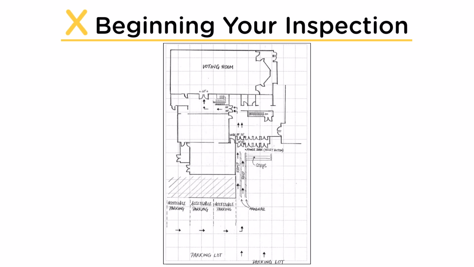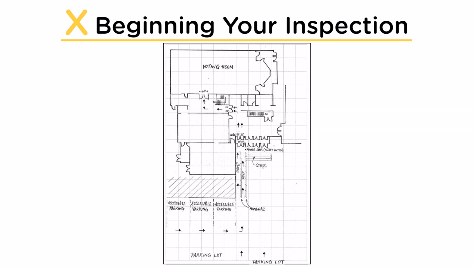Beginning your inspection, an accessible route is barrier-free. According to the building code, barrier-free design means that a building and its facilities can be approached, entered, and used by persons with physical or sensory disabilities. The route can include ramps, curb cuts, and elevators, but the transition from one area to another must be barrier-free.